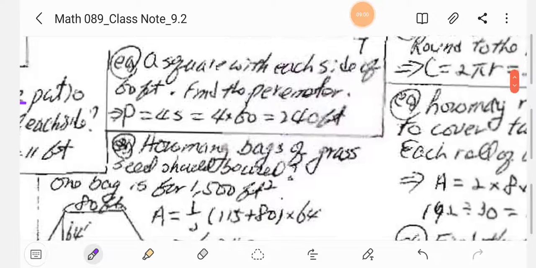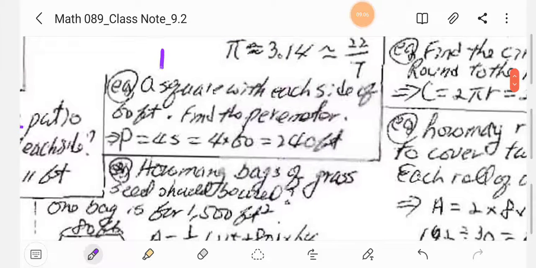Okay, next one. A square with each side. So there is a square, and each side is what? 60 feet. So this is 60, this is 60. So all four side lengths are 60 feet. So perimeter is 4 times 60, or add 60 four times.